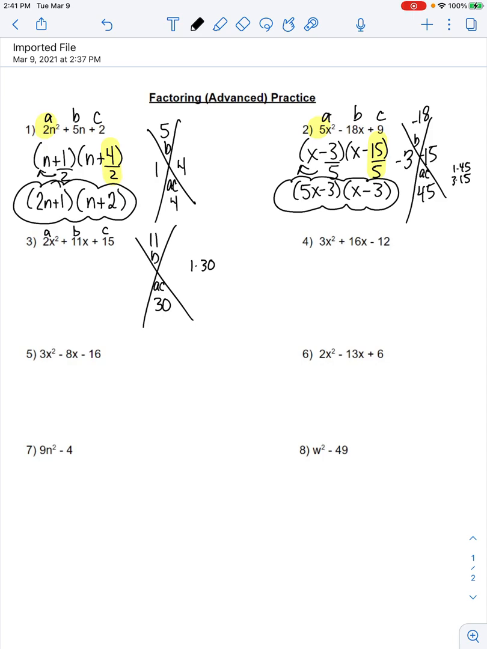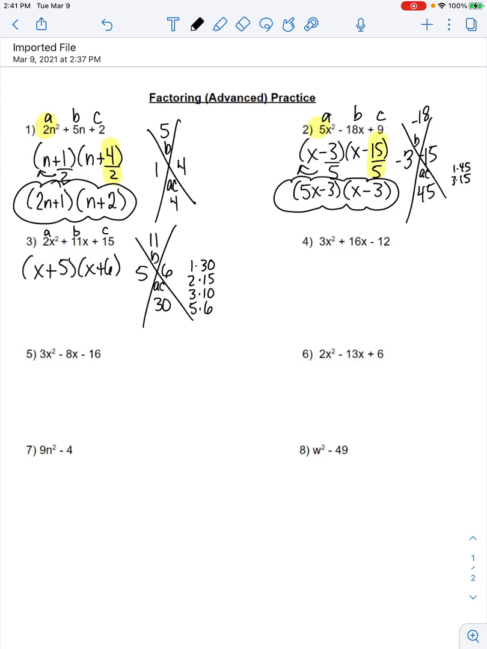1 times 30, no, that won't work. 2 times 15, no. 3 times 10, 4 won't do that. Oh, but we've got 5 times 6. And 5 plus 6 gives me 11, and 5 times 6 gives me 30. So I have x plus 5 times x plus 6.